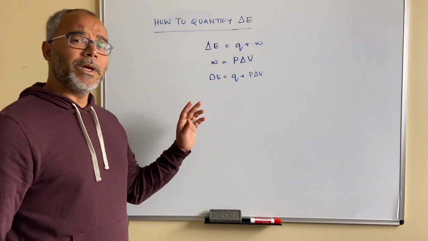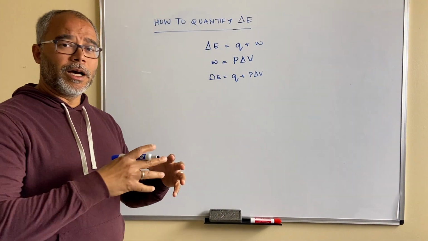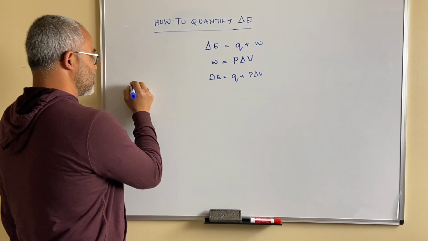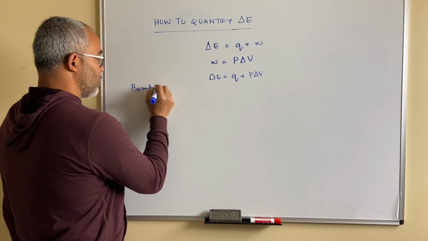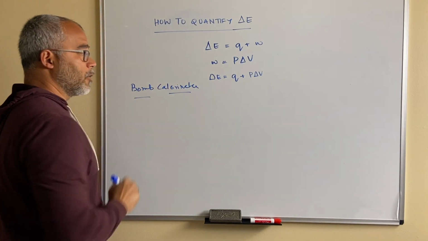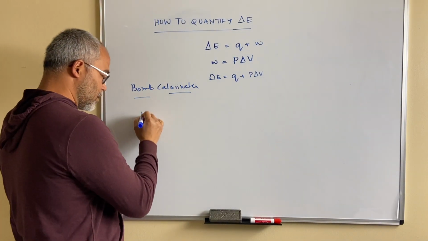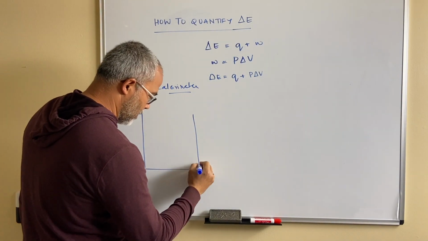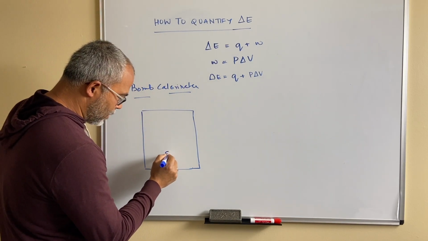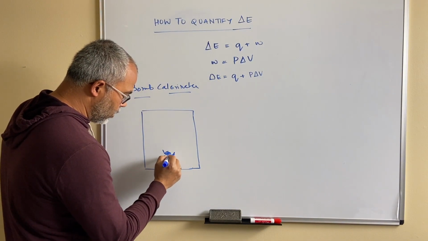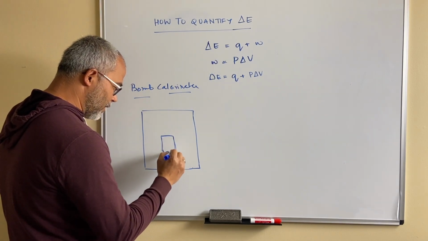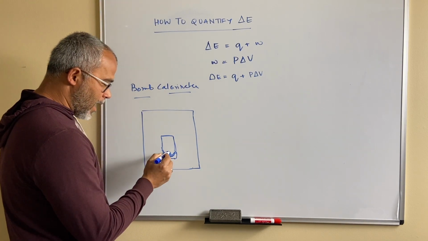And then what we can do is, if we create a system, and typically the type of system we tend to create is a system called a bomb calorimeter. And the reason we create this is because it's essentially a closed system. So you have the system out here, it's a closed system, and you have a little sample out here in a little bowl, and then the sample itself is in a closed system, and you ignite it.